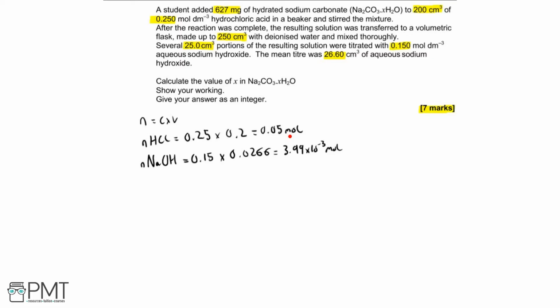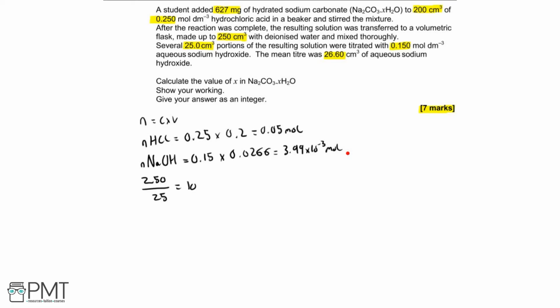Now, the next step is going to be to convert the number of moles that we needed to neutralize this portion of the excess hydrochloric acid, to the number that would be needed to neutralize all of the excess hydrochloric acid. Now, the way we need to look at this is that we were using 25 centimeters cubed sections of the solution in our titration, and the whole thing was 250 centimeters cubed. What that means is that if we were to do 250 over 25, that would get us 10.